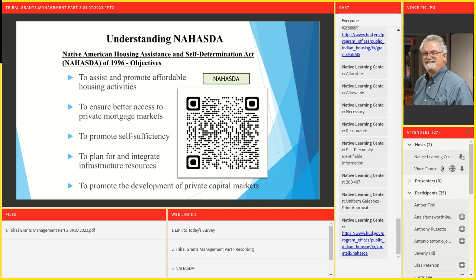And as I scroll down, we've got NAHASDA final rule. Do you see it there? If you follow me, if you scan the QR code, it takes you to HUD, and then you scroll down. Hopefully, you get to what's called reference materials. And then you should see NAHASDA final rule 24 CFR Part 1000. Below that, NAHASDA Indian Housing Block Grant Regulations, 24 CFR Part 1000.